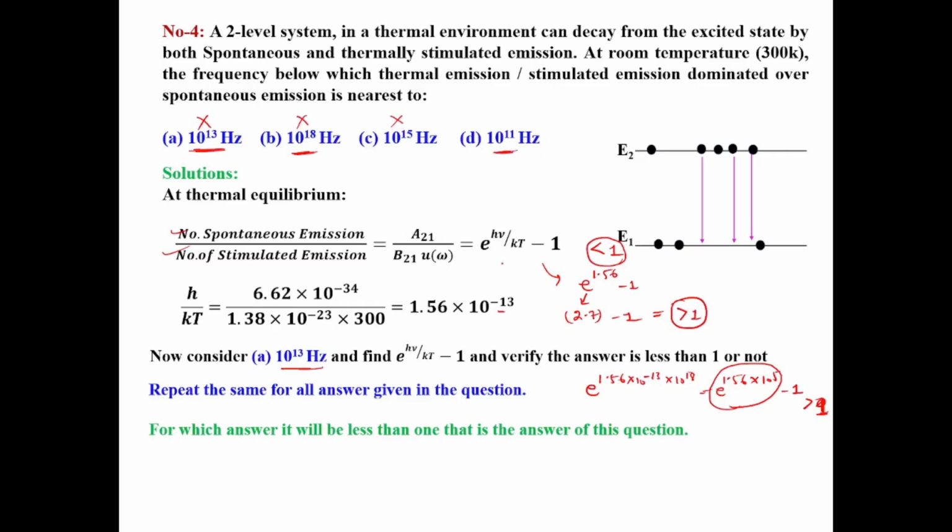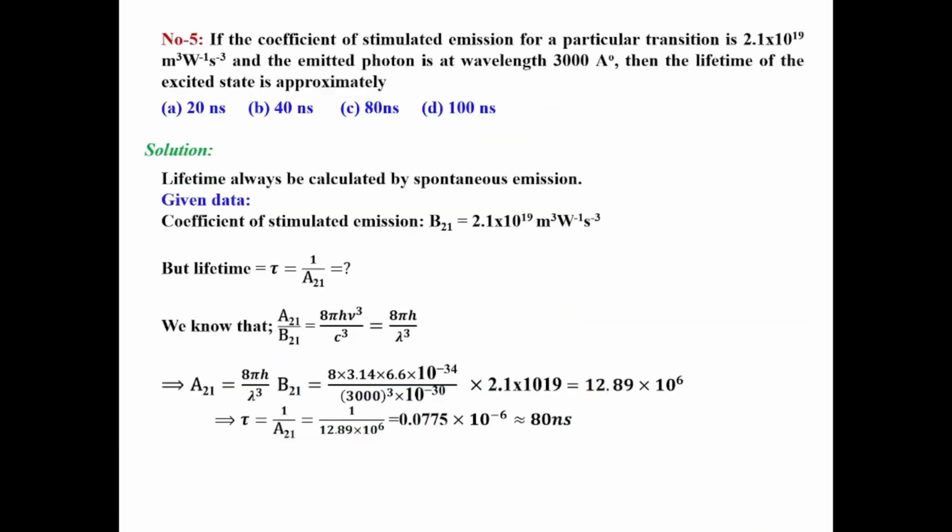But if I consider 10 to the 11, that means 1.56 times 10 to the power minus 13 times 10 to the power 11. So this will be e to the power 1.56 times 10 to the power minus 2, minus 1. This value is less than 1. So if I calculate this entire value, it will be less than 1. You calculate it. So the answer will be 10 to the power 11 Hertz for this question.